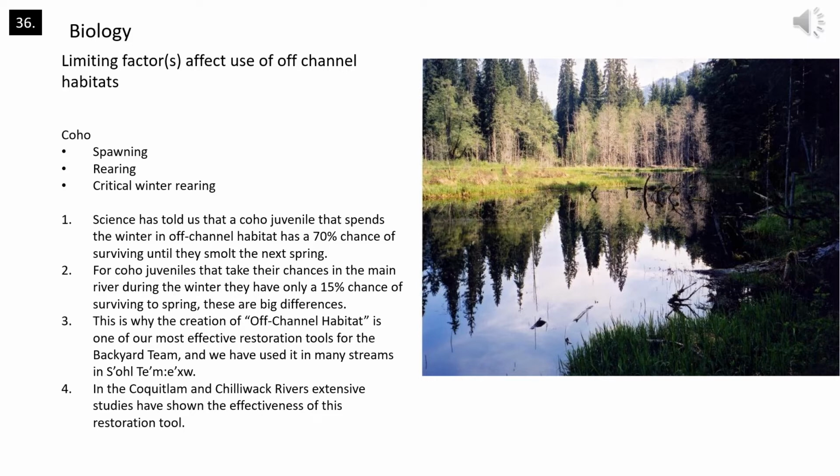So this is why the creation of off-channel habitat has been and will be one of our most effective restoration tools for the backyard team, particularly coho salmon, that we have used over the years in many streams in Skoushtamuk. So I'm going to use 2 examples, the Coquitlam River and Chilliwack River, where there's been quite extensive studies on the effectiveness of this restoration tool. Again, remember, think, discuss, plan, take action, and then assess.